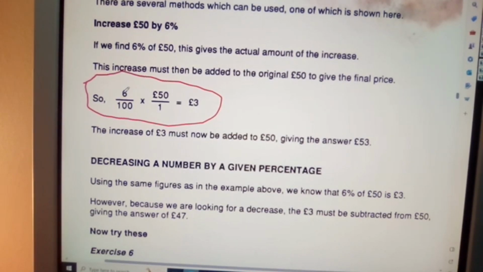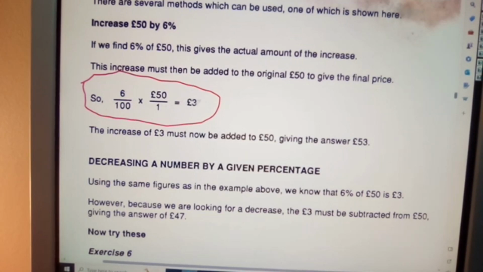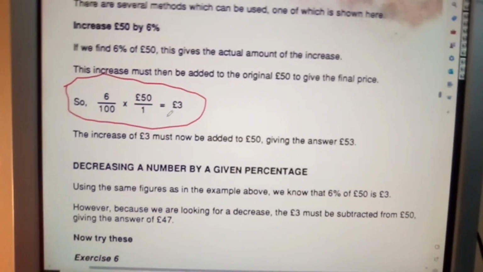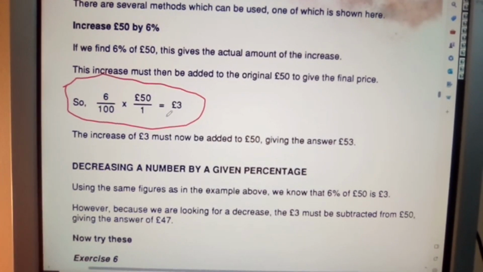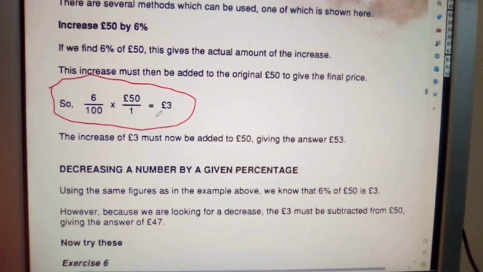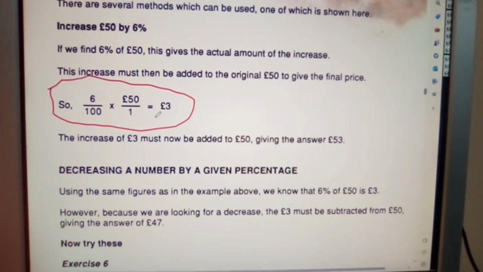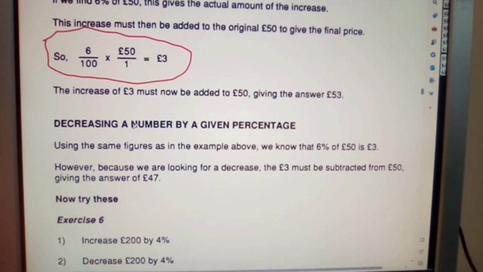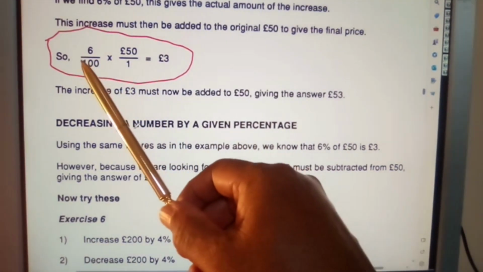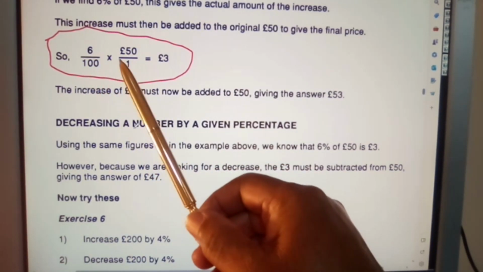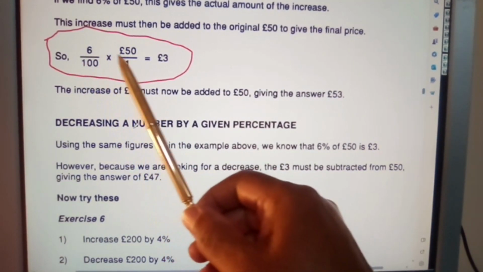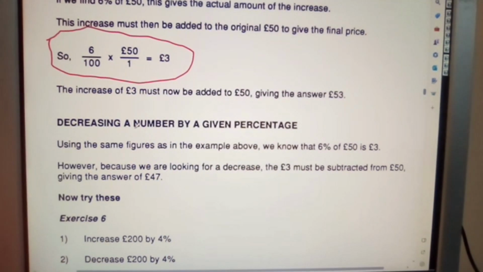Times 50 over 1. So here you would have a figure of 300. That 300 divided by 100 gives you £3. I haven't done that there, but I'm telling you how that should look and what you should have arrived at. So 300 divided by 100 will give you £3 every time.